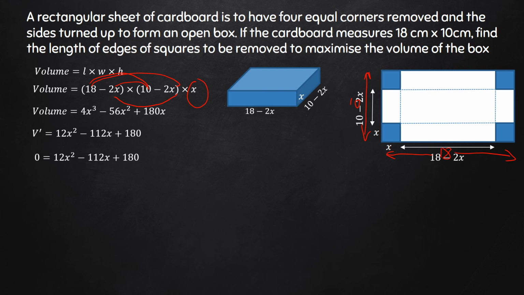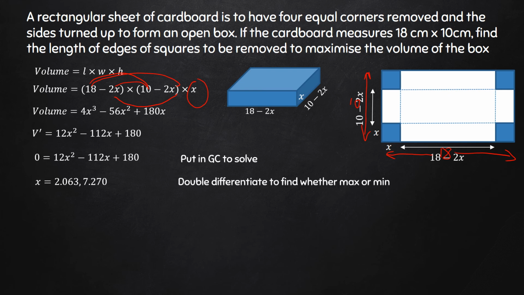You can put that into the graphics calculator to solve after we put it equal to 0, because remember, to find maximum or minimum we put it equal to 0. And we get x being two numbers, 2.063 or 7.270. We can double differentiate to find out whether it's a maximum or minimum. However, we can also know that this one is actually impossible.